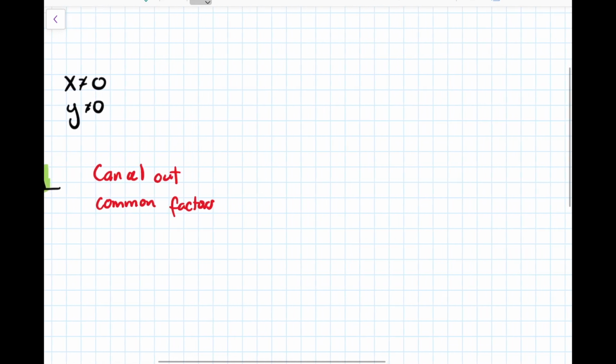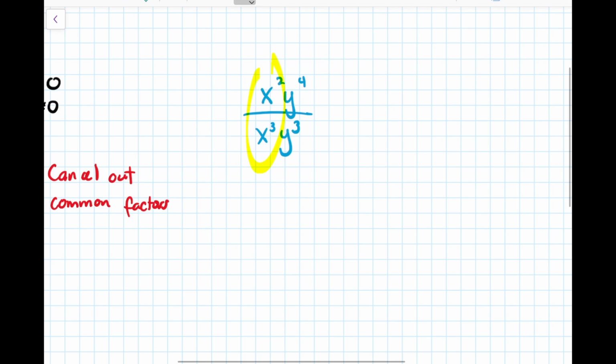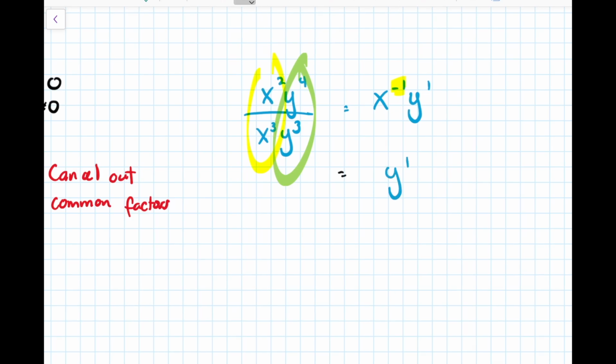Another way to do this would be to use exponent laws. If we have x squared y to the power of 4 over x cubed y cubed, remember when you divide powers with the same base, you subtract the exponents. So x squared divided by x cubed is x to the power of -1, and y to the power of 4 divided by y cubed is y to the power of +1. And you might hopefully remember from grade 10 that negative exponents, like this -1, flip things. So instead of x to the power of -1, y to the power of +1, this becomes y to the power of 1 over x to the power of 1, or just y over x.